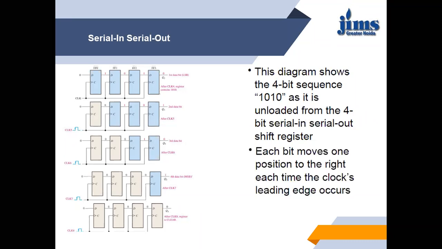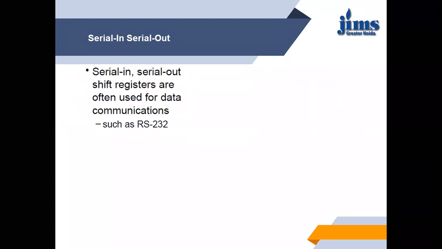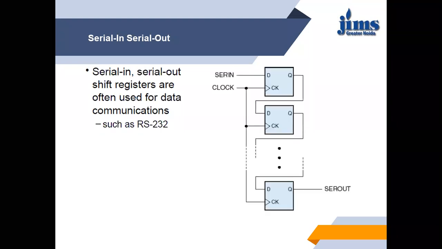So each bit moves one position to the right each time at the clock leading edge. 4 clock pulses unload the register. Now, as far as the applications are concerned, SISO shift registers are often used for data communication, such as RS-232, which you use in your computer to connect your monitor with the CPU.